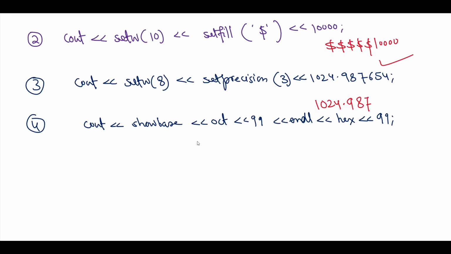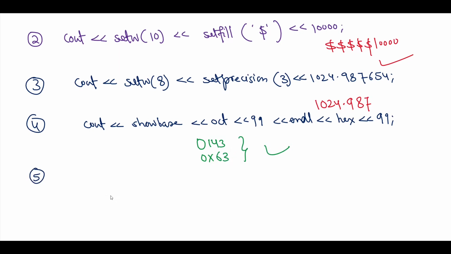So base will give us the first digit, which is 0 in case of octal, and then the number is 143 in octal, then 0x, which is for hexadecimal, and then 63. So this would be the answer for this.